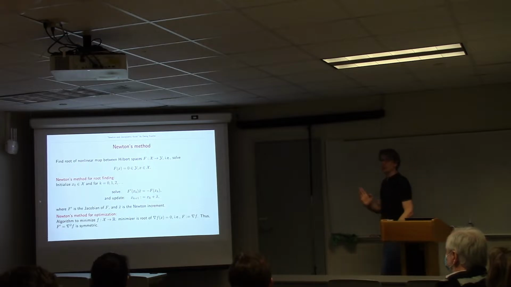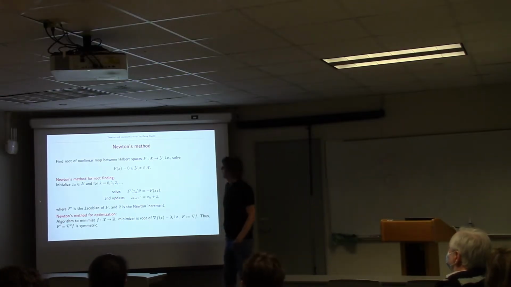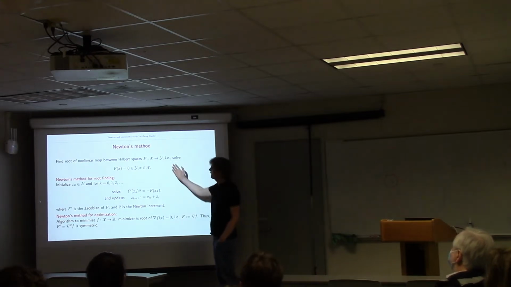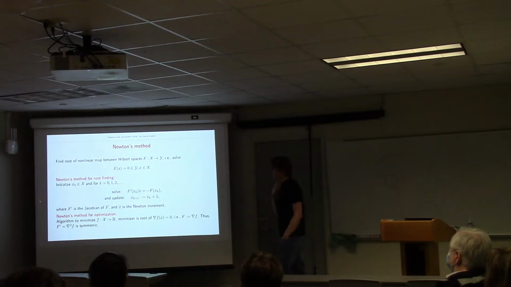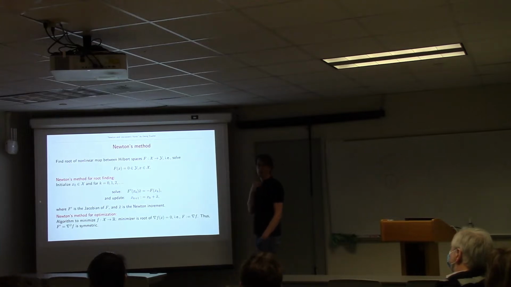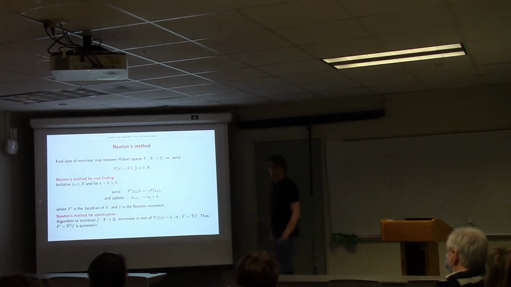I want to talk about Newton's method, which all of you know. So we have a nonlinear function between two spaces, which can be finite dimensional or infinite dimensional vector spaces, and I want to find the root of this equation. Okay, so that's it, f(x) equals 0. And then you'll know how to do this.